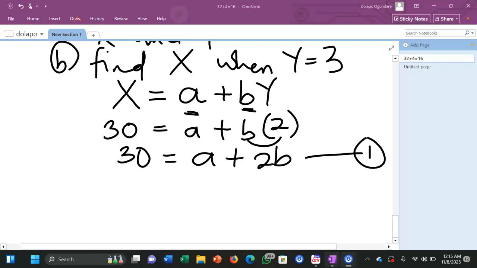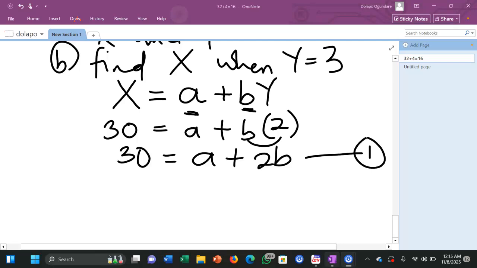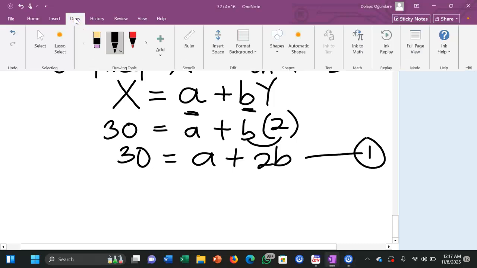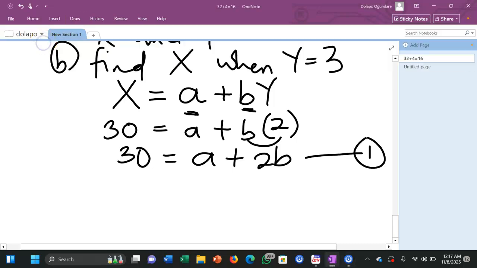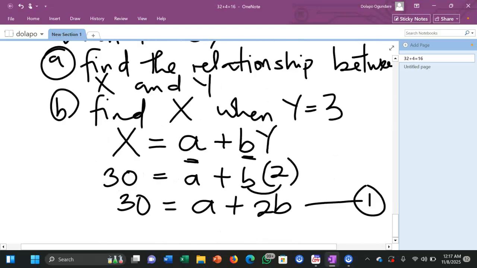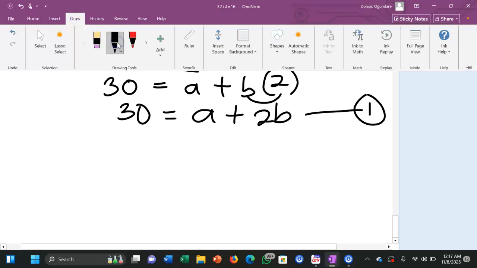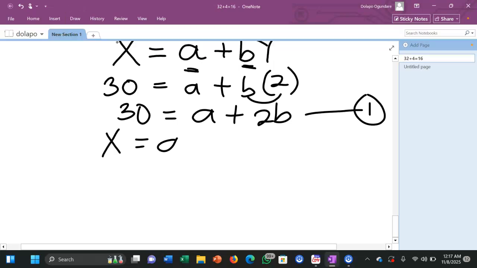Okay, so let's go ahead to interpret the second one. Now let's go back to the question. When y is 6, x is 50. So I'll go back to my relationship, x equals a plus by.